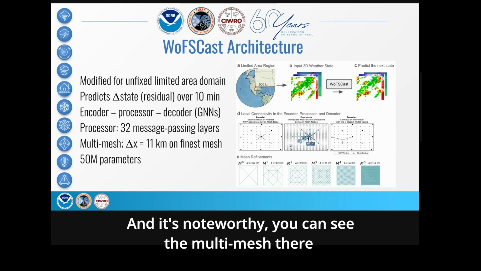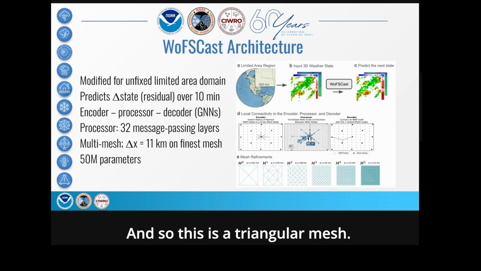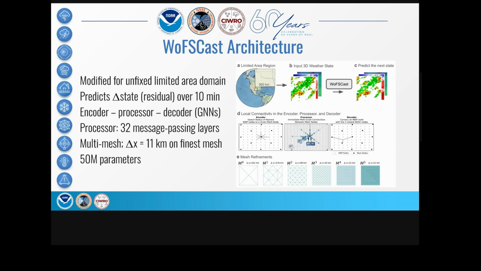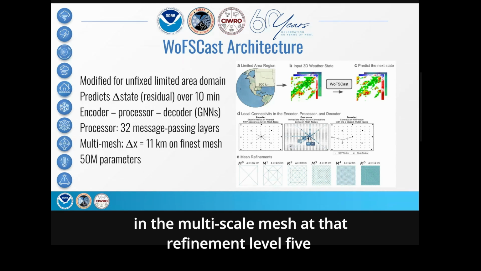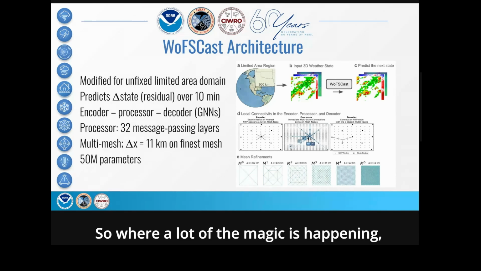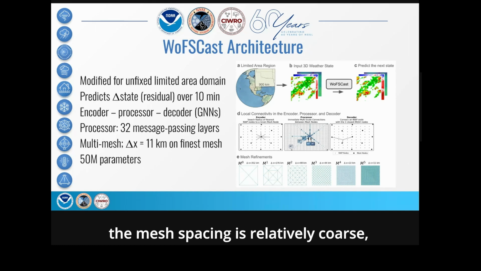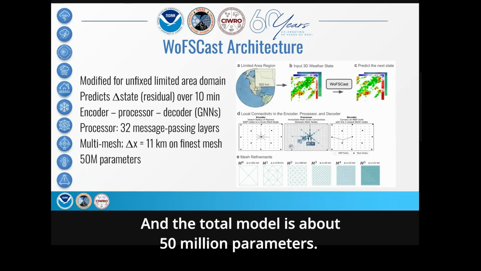And it's noteworthy, you can see the multi-mesh there in the bottom panels. And so this is a triangular mesh. This is not the icosahedral mesh that's used for the global GraphCast. So this was one of the major modifications that was required to get this to work. You'll note that the finest scales in the multi-scale mesh at that refinement level 5 are still 11 kilometers. So where a lot of the magic is happening, the mesh spacing is relatively coarse, but nevertheless we get high fidelity even at pretty fine scales. And the total model is about 50 million parameters.